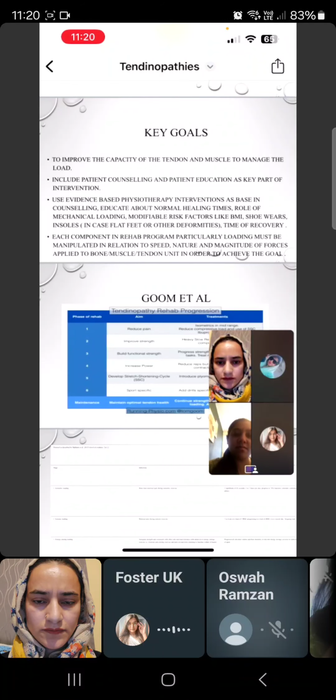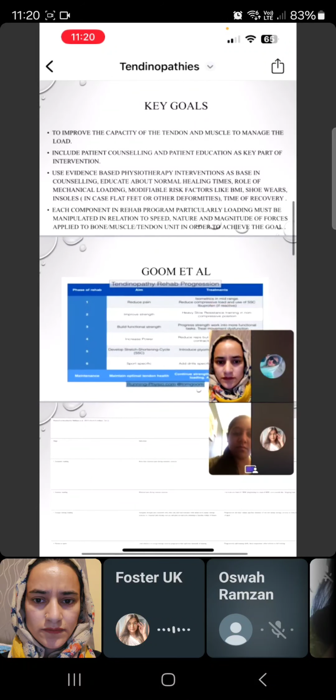Educate about normal healing times. Very important. How long it's going to take. Role of the mechanical loading: why we are loading the tendon, why we are making you go through all that pain. What's the reason? Modifiable risk factors. So we are not just going to concentrate all on two exercises. We have to see what other risk factors we can modify.